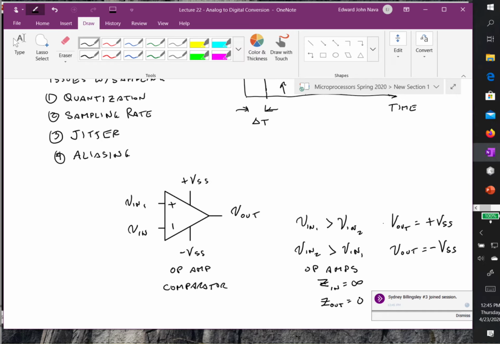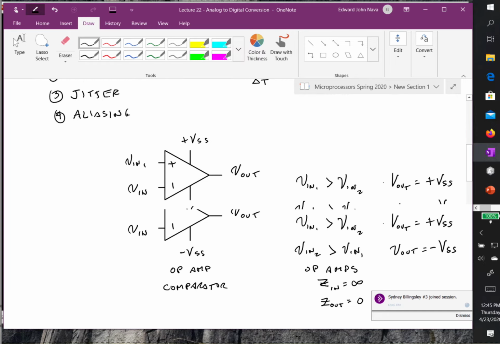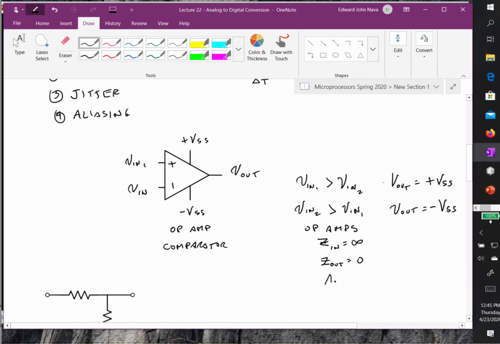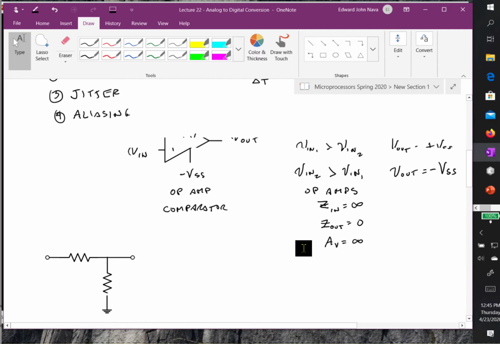Okay, infinite bandwidth. We typically will say A sub V is equal to infinity. Our gain is equal to infinity, or it's very, very high. And we'll see that because of our infinite input impedance, we have a phenomenon which we'll take advantage of later on called the virtual short across the inputs. Okay, so we have that characteristic.